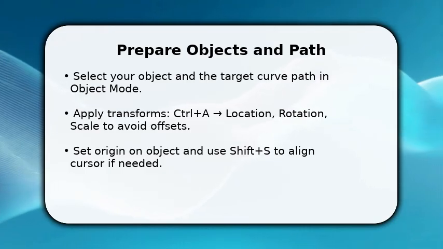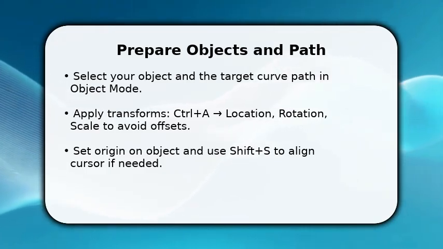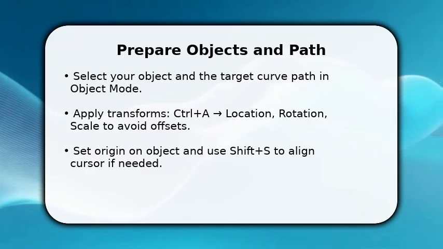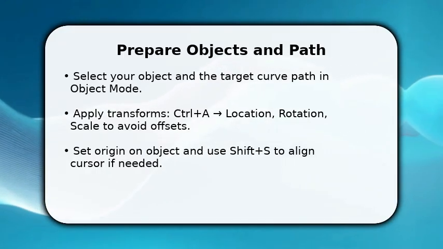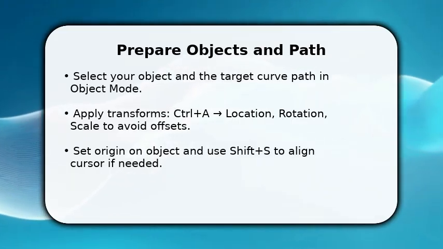Enjoy the video. You start by getting the object and the curve ready. Select the object, then Shift+click the curve. Make sure transforms are applied so animation values are predictable. You want the object's origin positioned sensibly. You set origin or snap the 3D cursor and move the origin.